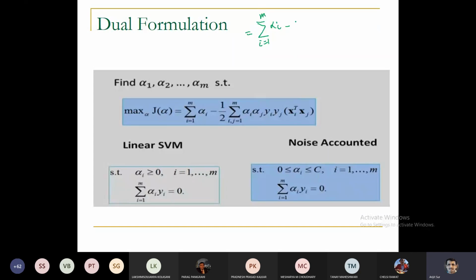minus half of the double sum from 1 to m of alpha i, alpha j, yi, yj, and that is most important, x transpose i times x j. These two are vectors, and this is the dot product between xi and xj. So in the case of our linear SVM, this was the same, but what is the difference here?